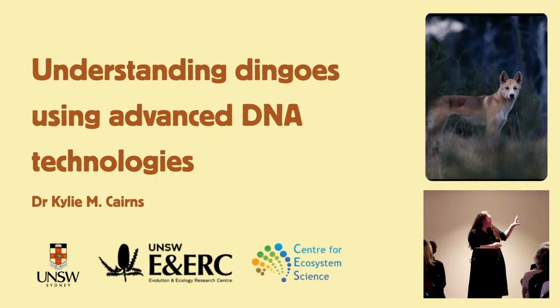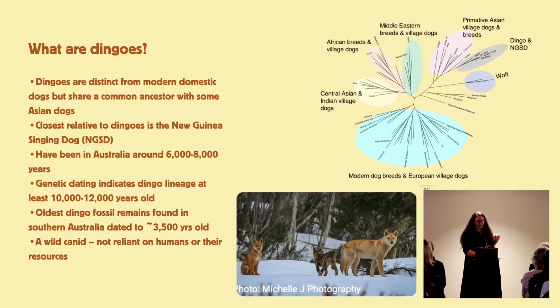This is a family tree that's showing the relationships of various different dogs from around the world, as well as dingoes and wolves. Dingoes are in this modern domestic dogs, but they share a common ancestor with them, particularly with Asian dogs, and they're also one of the closest relatives of wolves in terms of dogs. And also the closest relative of dingoes to any other living canid is the New Guinea singing dog, which is the wild canid found in New Guinea.